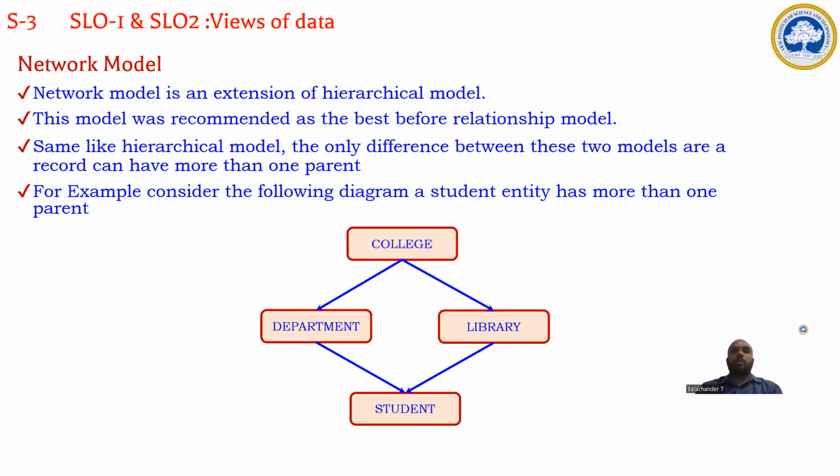Next is the network model. The network model is an extension of the hierarchical model. It was used before the relational model. For example, consider a student entity which has more than one parent: college, department, and library. The department and library hold the details of the particular student.